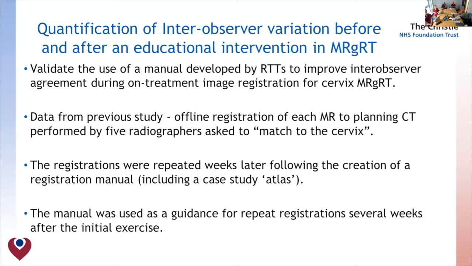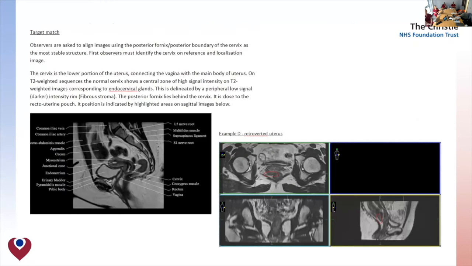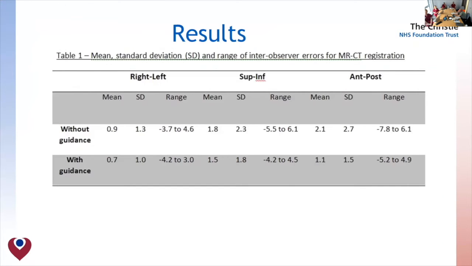So we repeated the registration following the creation of a registration guide. This is an example of it. The guide was developed collaboratively between therapeutic and diagnostic MR radiographers in consultation with clinicians to identify the most relevant anatomical regions for registration in an attempt to standardize the process. The manual was used as guidance in the repeat registrations, and the results, well, there were improvements in all planes, but most notably in the AMP-post plane, which previously had the largest variation. So that was really rewarding, to be honest.